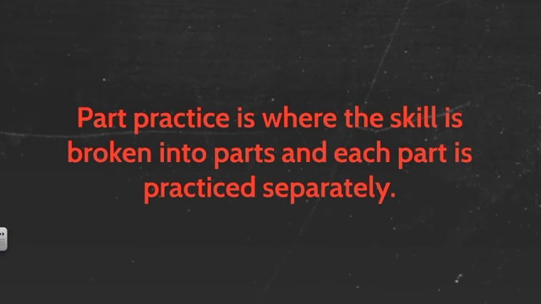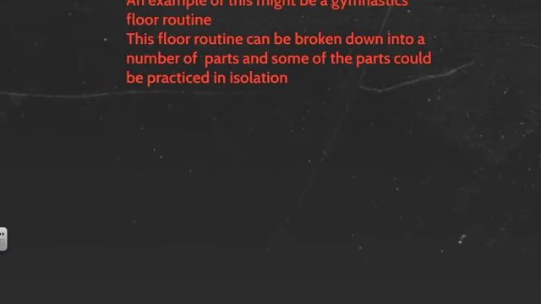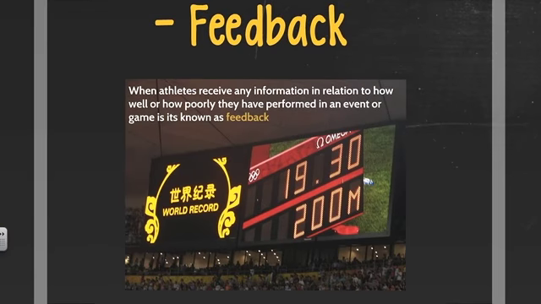Part practice is when the skill is broken into parts and each part is practiced separately. An example of this might be a gymnastics floor routine. The floor routine can be broken down into a number of parts, and some of the parts could be practiced in isolation, particularly those parts that are causing the gymnast some trouble. This is best for difficult skills such as a gymnastic floor routine, or for individuals learning a skill for the first time.